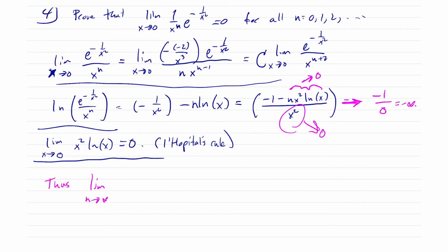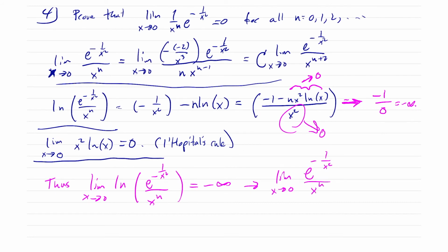as n goes to infinity, x goes to 0, of the ln of e to the minus 1 over x squared divided by x to the n is equal to minus infinity, which tells us that the limit as x goes to 0 of e to the minus 1 over x squared over x to the n is equal to 0.